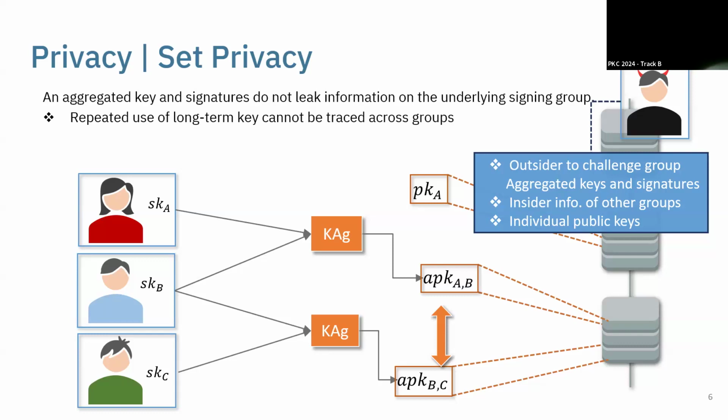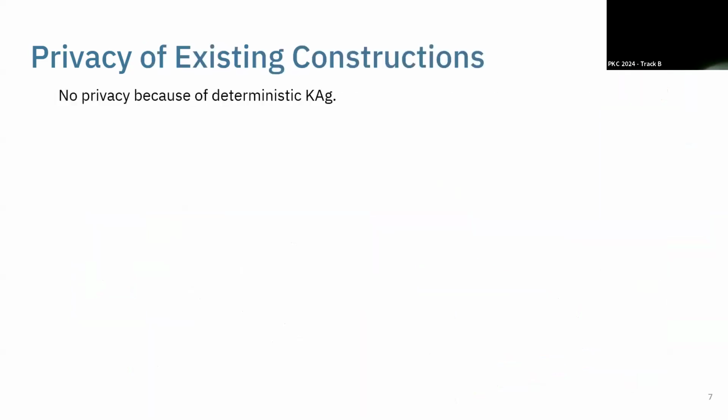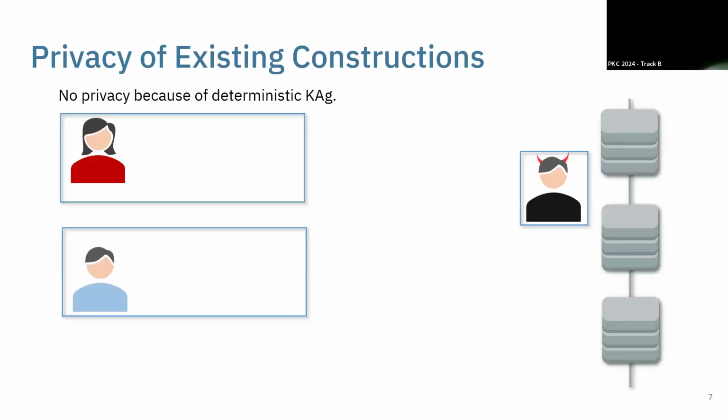This is the property we want to achieve. For the existing works, we see that this is not possible to achieve, mainly because of the key aggregation technique they use. They use a deterministic key aggregation technique, all of the existing ones. And there's a trivial attack against such a key aggregation algorithm.